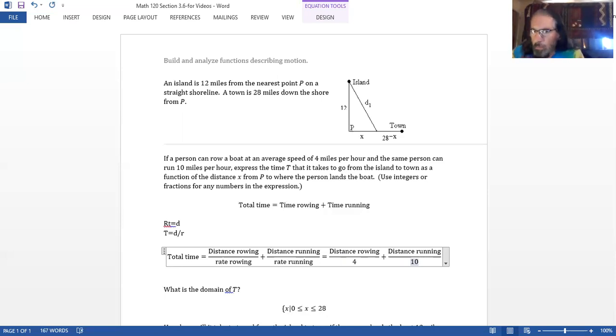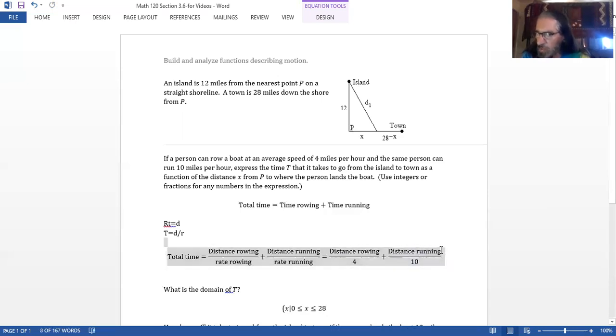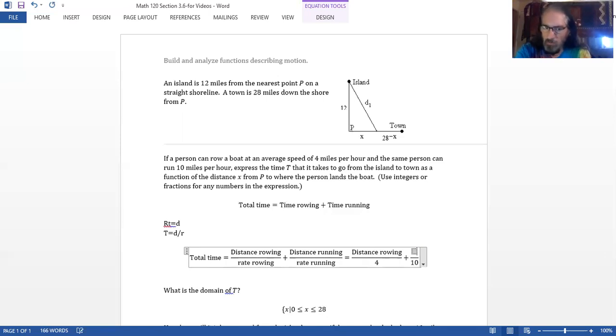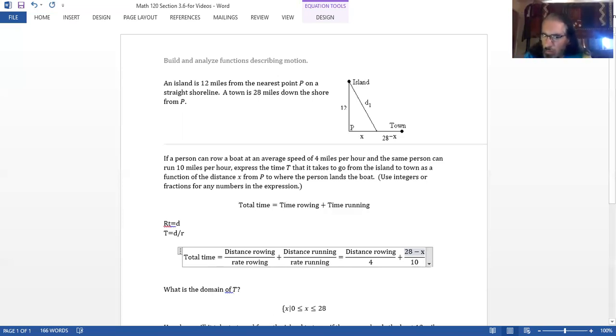Also, the distance that is run for: if X is the distance from point P to the landing point, then as we see in the diagram, we've got 28 minus X as the distance that the person would be running along the shore.